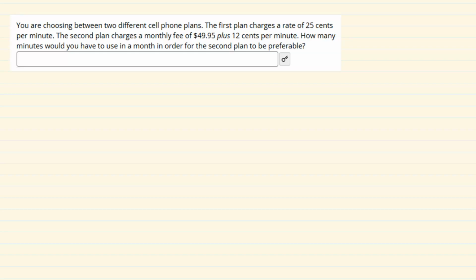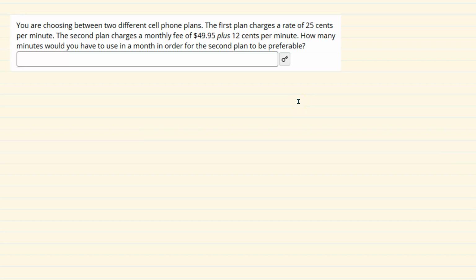But how many minutes would you have to use in a month in order for the second plan to be preferable? So we want to figure out where it crosses over. Because we know if we use essentially no minutes, the second plan is going to be about $50, $49.95, but the first plan would be zero because you're not using any minutes, you're charged per minute only. So eventually there will be a point where the second plan would be more worthwhile. So we want to figure out where it crosses over.